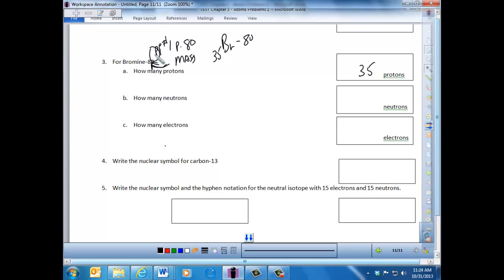There's no charge written here, so the number of protons equals the number of electrons. The number of neutrons equals the mass minus the protons, so that's 45. That is hyphen notation. Writing out the word carbon-13 is the same thing as saying carbon 13. The nuclear notation spells out precisely the number of protons and the mass.